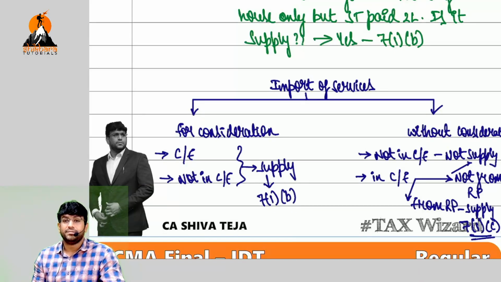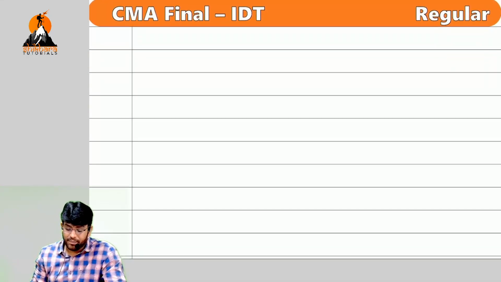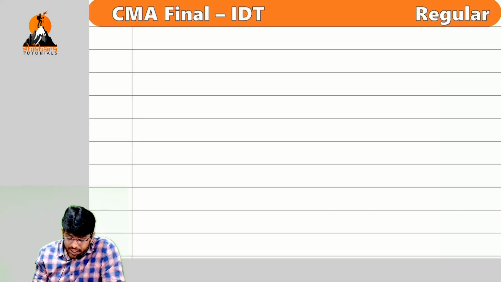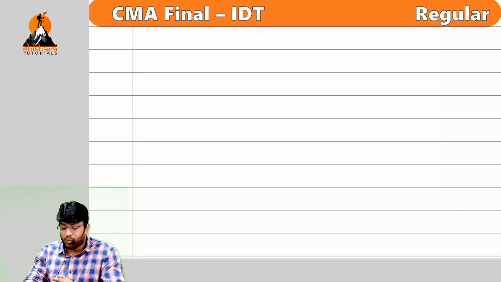So I can proceed. Come on. So we are done with discussion about section 7(1)(a), 7(1)(aa), 7(1)(b), and then 7(1)(c). Next point is, my dear friends, we're talking about something called section 7(1)(a).